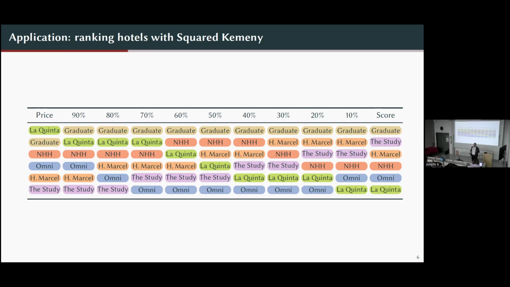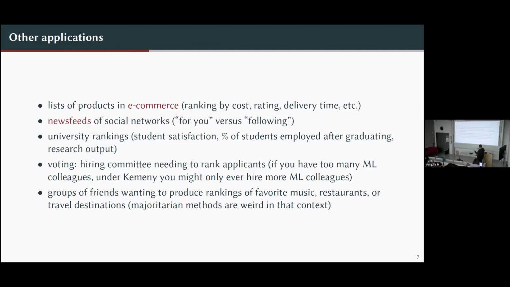So there are lots and lots of choices, and you probably have to do that ad hoc every time. Right? There's nothing you can write down. I mean, you could try, but in general, there won't be one way. And this one, at least, is not ad hoc at all. You convert to a ranking, and then you can just plug it into Squared Kemeny. And the same thing for university rankings. Again, student satisfaction, percent of students employed after graduating, research outputs in citations or papers or whatnot. These are all numbers. Yes, you could take a weighted average, but these are all different number types. So maybe going via a ranking makes it less arbitrary.